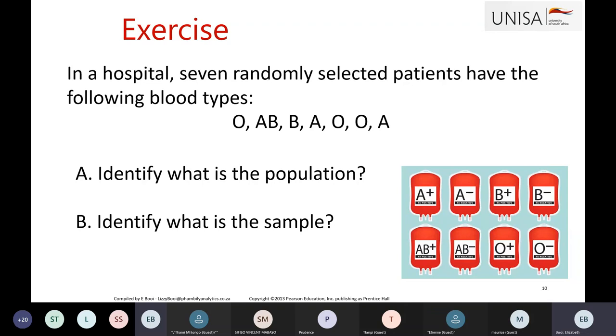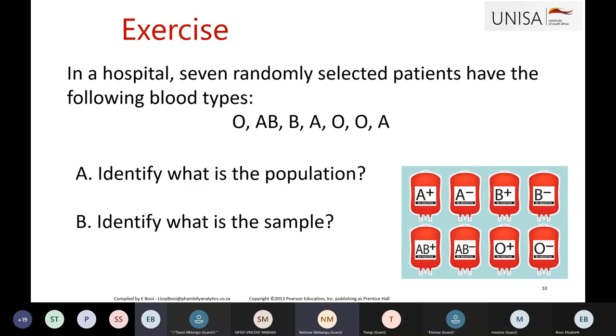Okay. So, anyone? You can unmute. Well, maybe if I raise it, let me wing it. Yes, you can wing it. So, I'm going to say the population is the blood types and the sample are the 7 randomly selected patients. I could be wrong. Hey, anyone? Any take? Come, guys, back me up. Don't leave me alone.